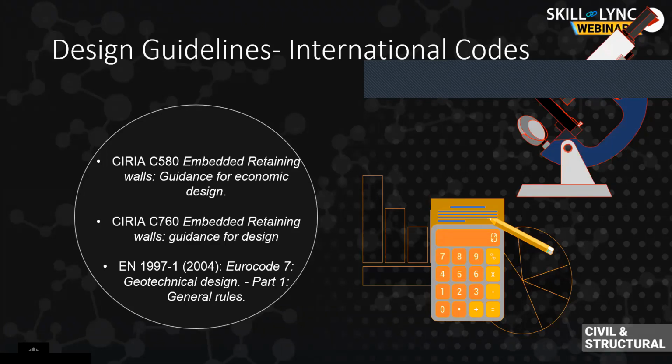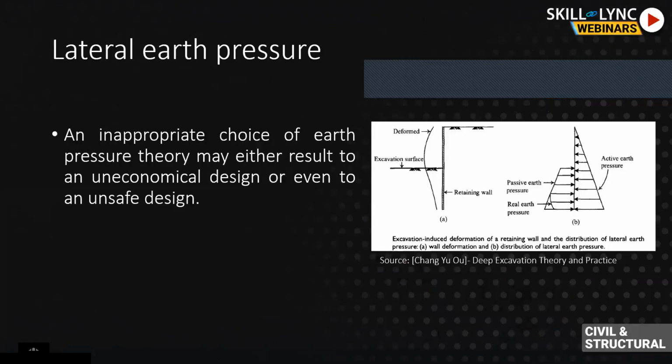an embedded retaining wall. If we talk about design, then the whole design is based on lateral earth pressure theory. So what happens if we use an inappropriate earth pressure theory? An inappropriate choice of earth pressure theory may result either in an uneconomical design or even an unsafe design. Here in this photograph, you can see wall deformation. This is the general profile of how a cantilever wall deforms. And here you can see earth pressures, active earth pressure and passive earth pressure.